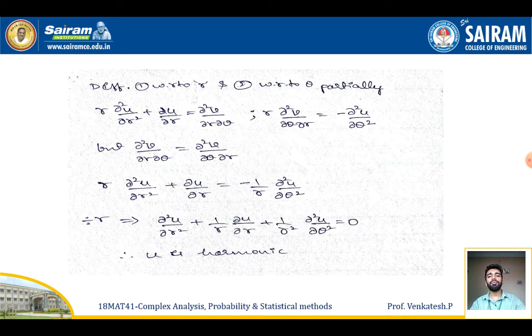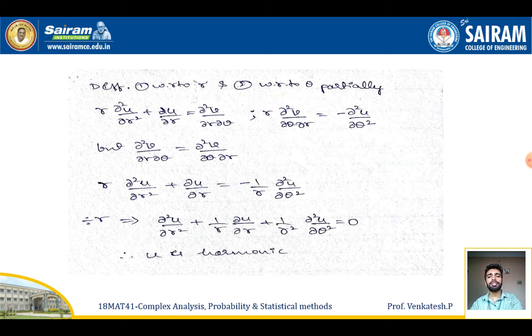Now I am going to differentiate equation 1 with respect to r and equation 2 with respect to θ, partially. Differentiating 1 with respect to r, I get r ∂²u/∂r² + ∂u/∂r = ∂²v/∂r∂θ, and differentiating equation 2 with respect to θ, I get r ∂²v/∂θ∂r = -∂²u/∂θ². The same partial derivative property is used here also, that is, ∂²v/∂r∂θ = ∂²v/∂θ∂r.